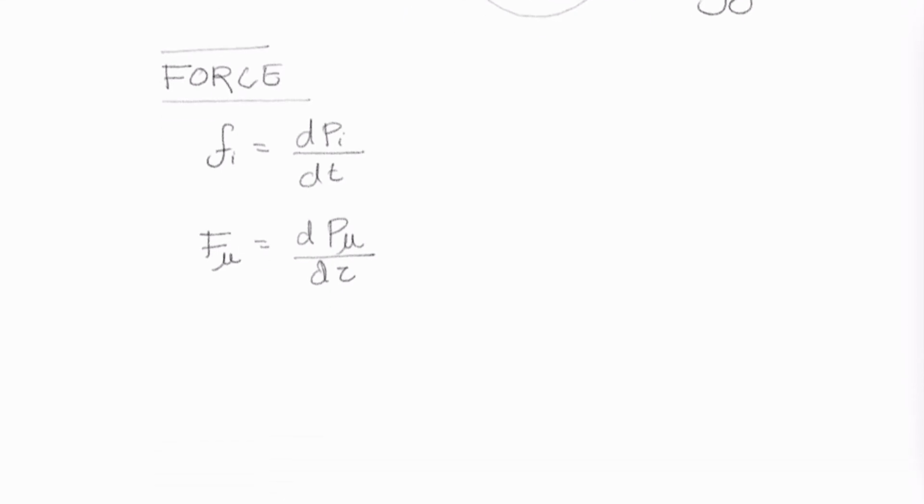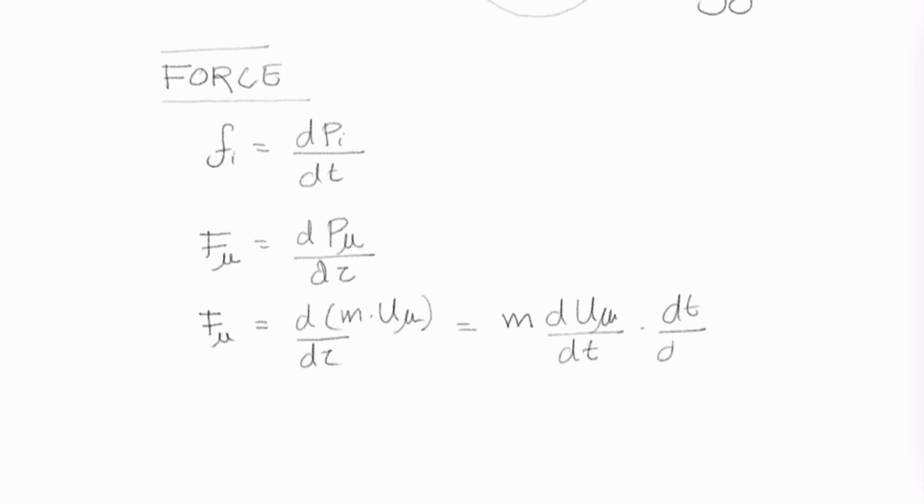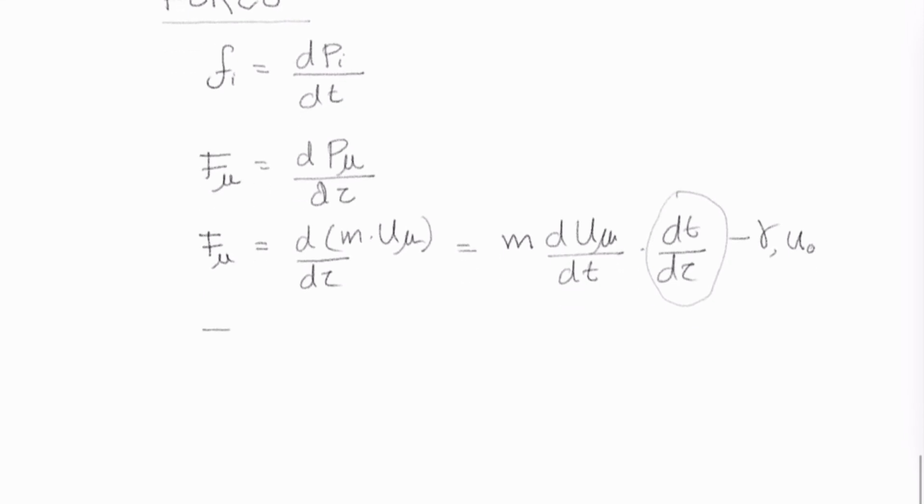So p of mu is m times u of mu. So F of mu can be written as m d u mu by d tau. This also can be expressed as m d u of mu by dt times dt by d tau. This is triviality. So what is dt by d tau? This is u naught, or this is gamma. So F1 can be written as m du1 by dt times gamma.